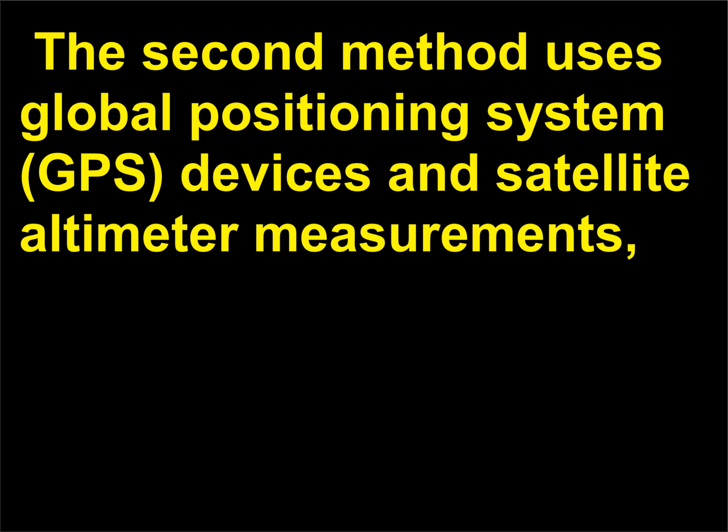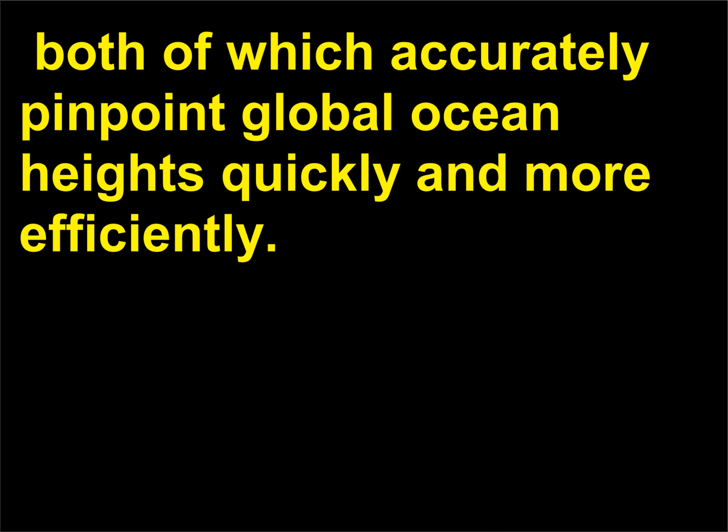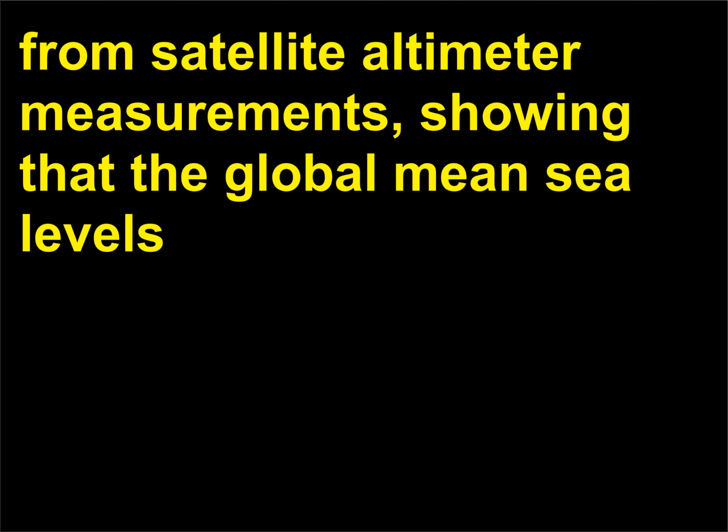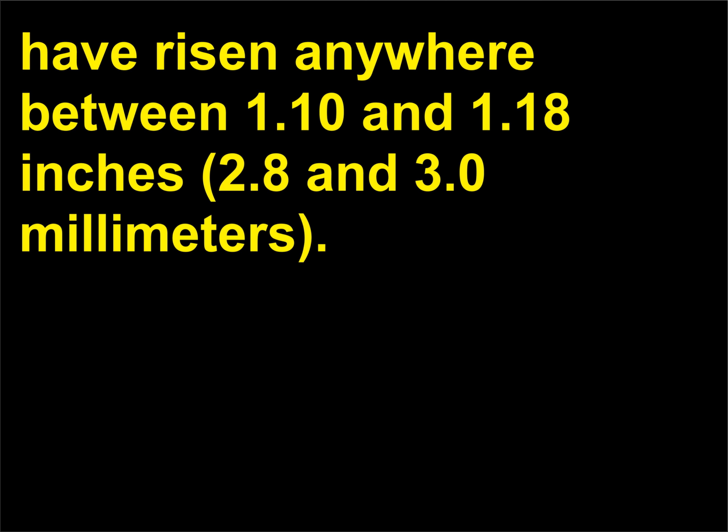The second method uses Global Positioning System, GPS, devices and satellite altimeter measurements, both of which accurately pinpoint global ocean heights quickly and more efficiently. For example, from 1994 to 2004, scientists mathematically constructed graphs from satellite altimeter measurements, showing that the global mean sea levels have risen anywhere between 1.10 and 1.18 inches, 2.8 and 3.0 millimeters.